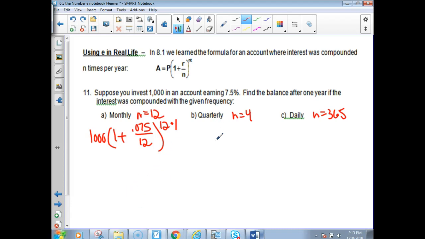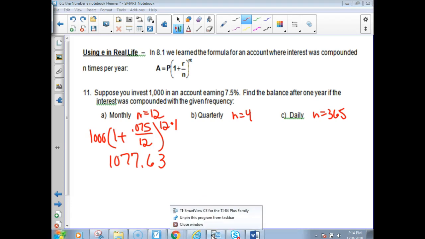Okay, and then all you're going to do is change the compounding number in each part. If you type this one in, we're going to get $1,077.63. Okay, I'll type in the next one. It should come down a little bit.